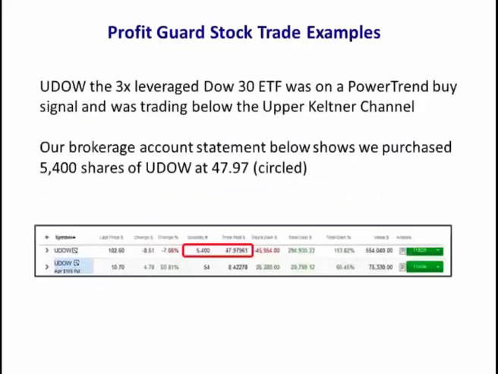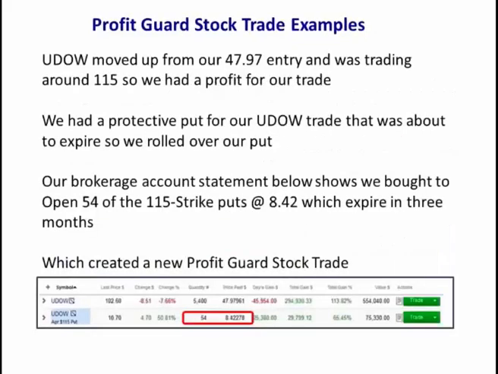Here's another example. This is for UDOW, that's the 3 times leveraged Dow 30 ETF. It was on a power trend buy signal and was trading below the upper Keltner channel. So we purchased 5,400 shares of UDOW at $47.97, and it moved up in price and was trading around 115. So we had a profit for the trade.